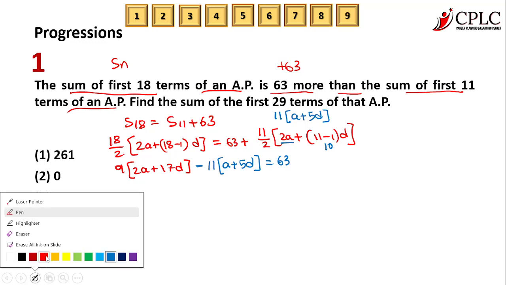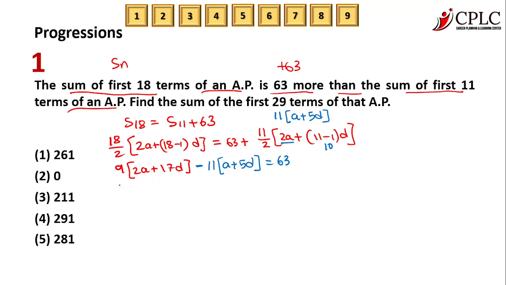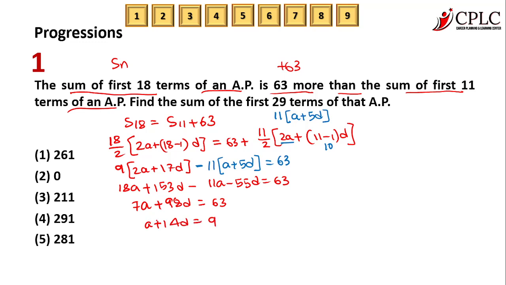So that was the calculation. Let's start solving this now. Open the brackets. So this becomes 18A plus 17 nines is 153D, and this becomes minus 11A minus 55D is equal to 63. Then 18A minus 11A is 7A. 153D minus 55D is 98D. Yeah, 98D is equal to 63. Reduced by 7 throughout, it becomes A plus 14D is equal to 9. So this is what we have gotten after simplifying whatever we know so far.